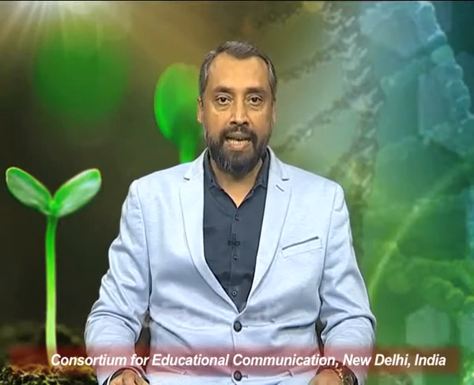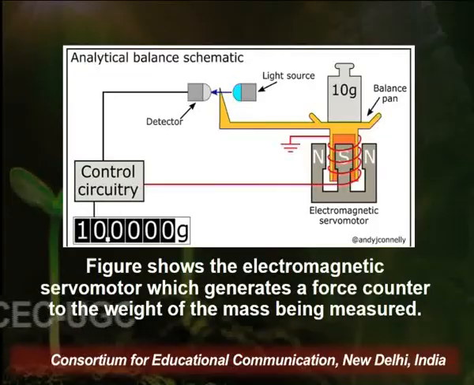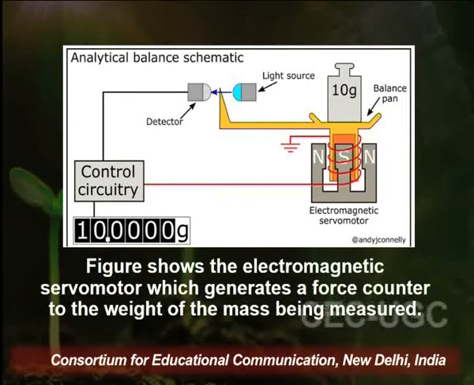So let us try to understand how these analytical balances work. Balances do not directly measure mass. They measure the force or the weight that acts downward on the balance pan. Most analytical balances are electromagnetic balances, and so measure this weight using an electromagnet. Let us try to understand this principle with the help of a diagram.